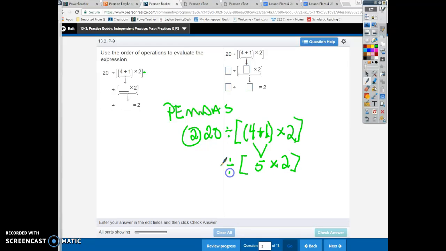I bring down my division sign. I bring down my 20. And now we continue to solve inside our brackets. 5 times 2 is 10. And we do 20 divided by 10, which is 2.